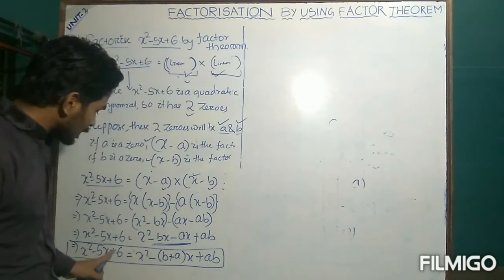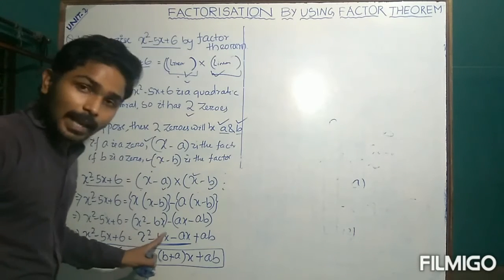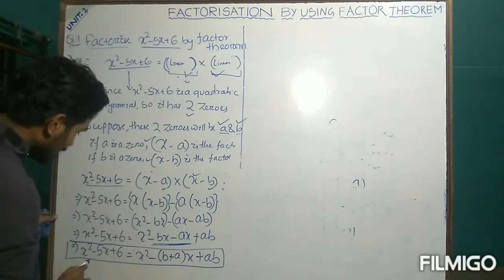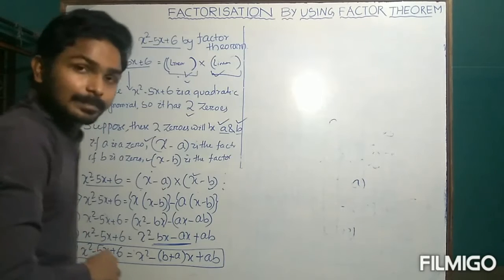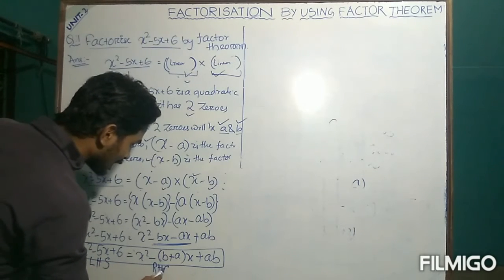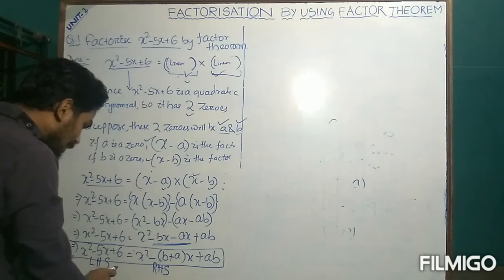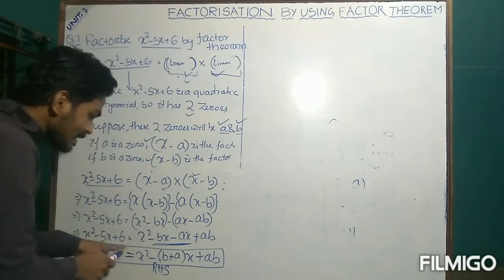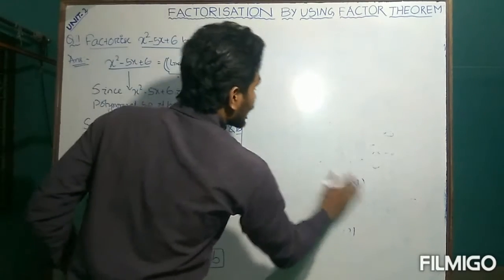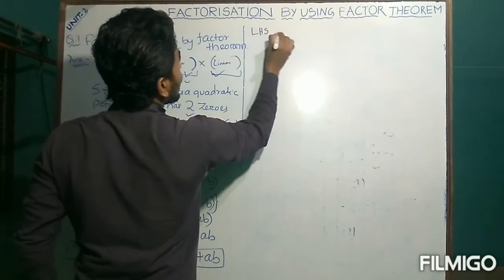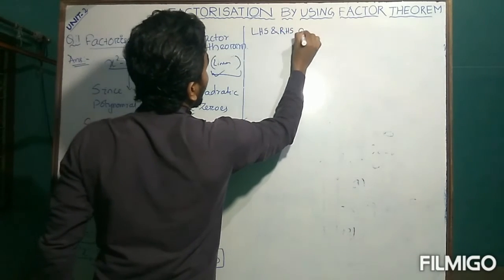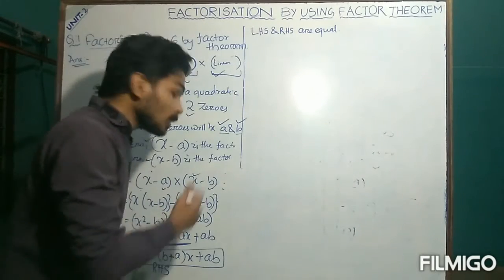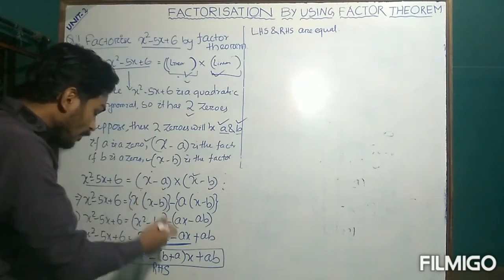So x square minus 5x plus 6 is equal to x square minus (b plus a) into x plus ab. Now you can see this part is known as left hand side and this part is known as right hand side. And we can see the left hand side and the right hand side are equal because an equal symbol has been placed in between them. That means we can say LHS and RHS are equal. If LHS and RHS are equal, then we have to compare the terms of LHS and RHS.